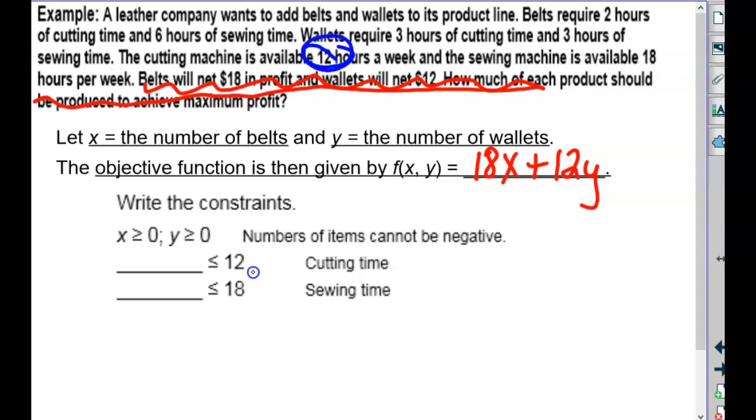Cutting, what does it have to do with cutting for a wallet and cutting for a belt? Okay, so 2 hours of cutting time for a belt would be 2x. And if we made a wallet, it would take us 3 hours per wallet. But those were out of 2 different sentences. Do you see where this can be a little bit tricky?